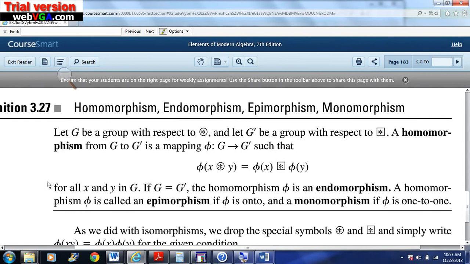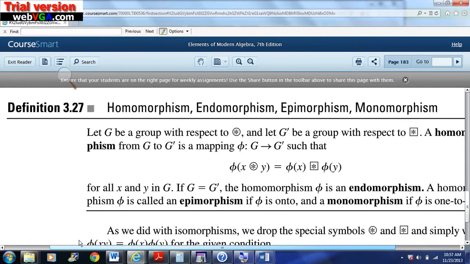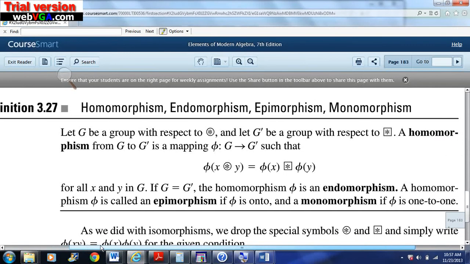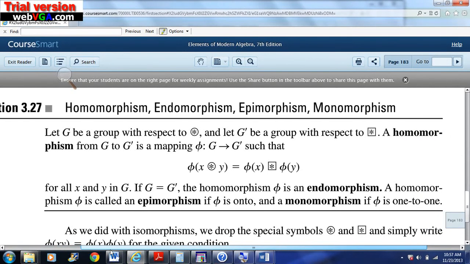This is definition 3.27, and this definition includes the definition of homomorphism, endomorphism, epimorphism, and monomorphism.